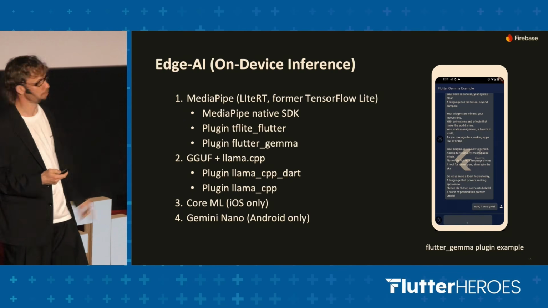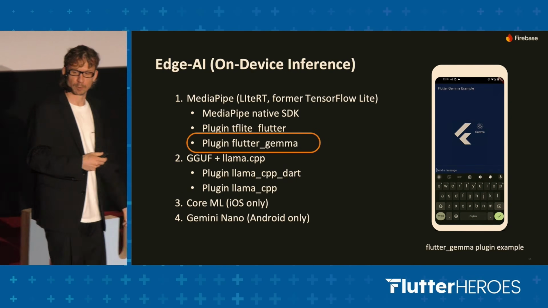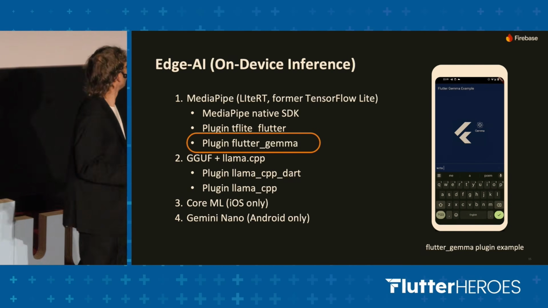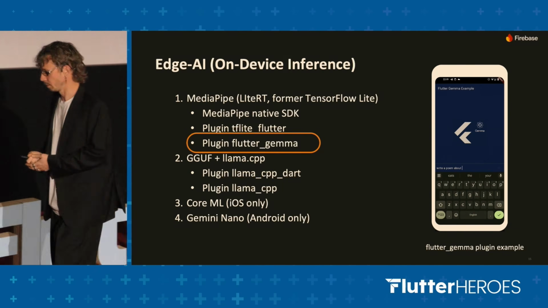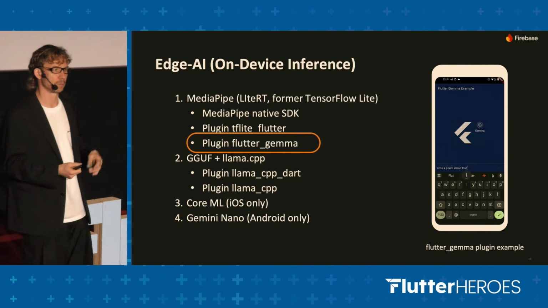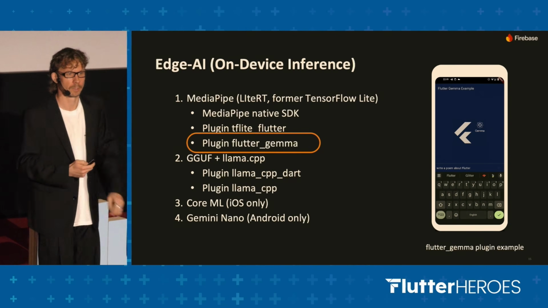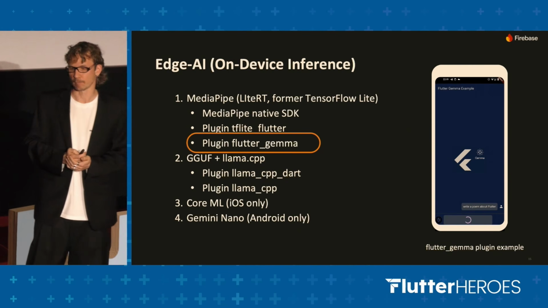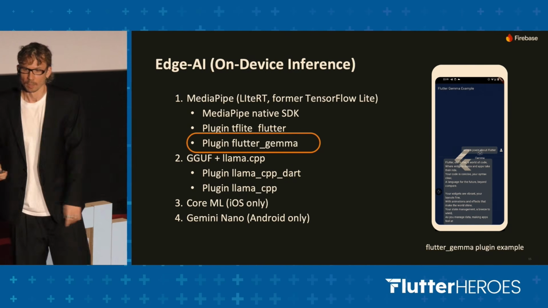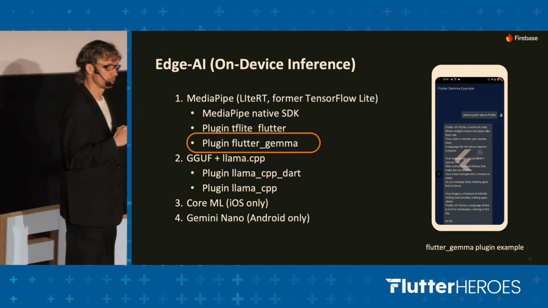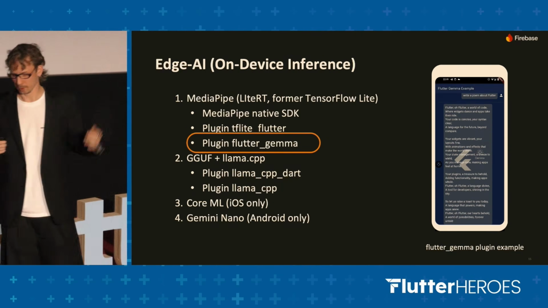And this is an image of an example of Flutter Gemma plugin. Why I highlighted it? Because I'm maintainer of this plugin, and today my second talk in the evening will be about this type of AI processing, and I will dive a little bit deeper in this topic. But today, this talk topic is not about it.